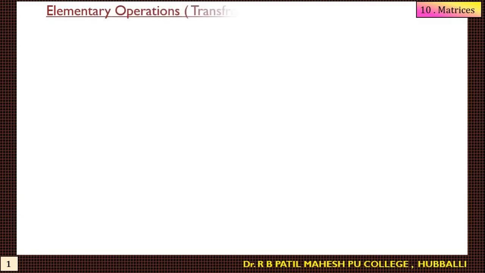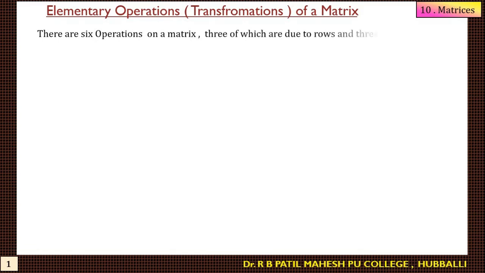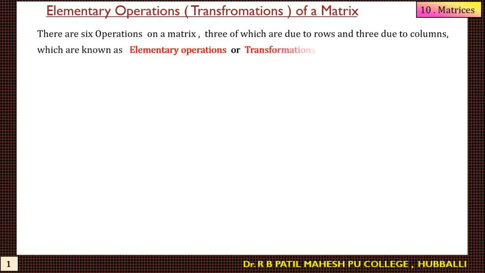Elementary operations are also called transformations of a matrix. Friends, there are 6 operations on a matrix, 3 of which are due to rows and 3 due to columns. That means we have 3 operations row wise and 3 operations column wise, which are known as elementary operations or transformations.